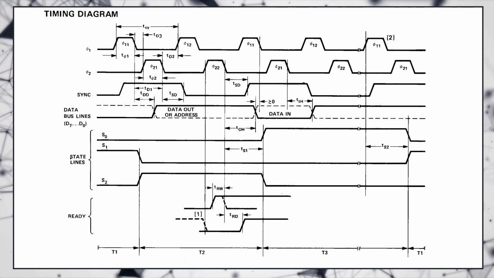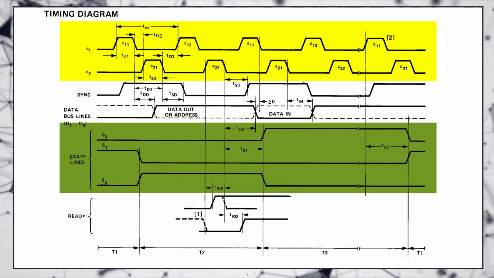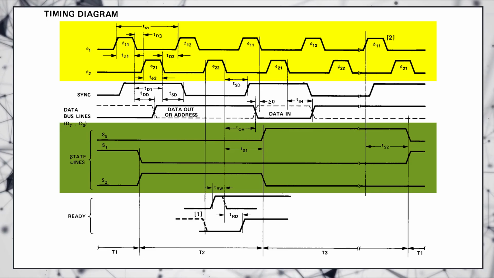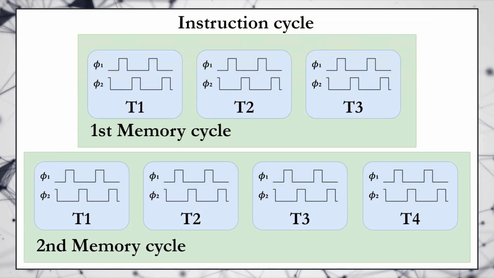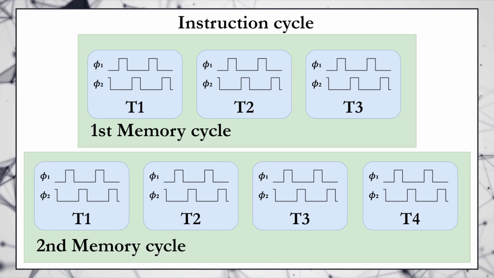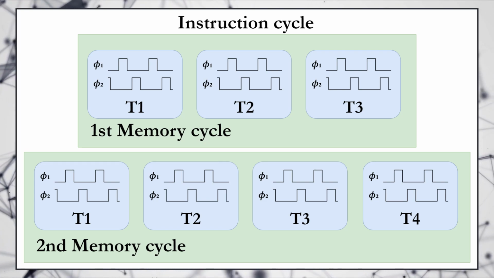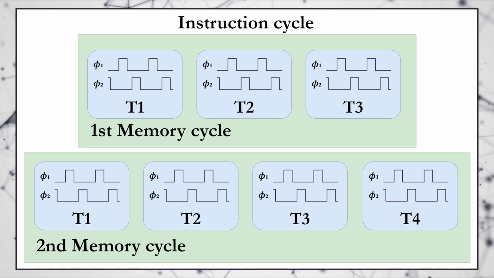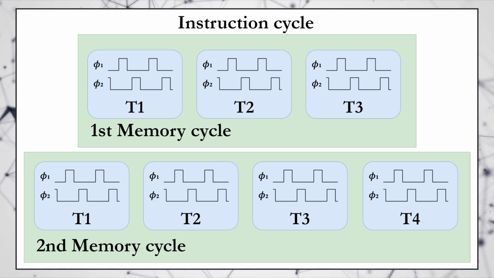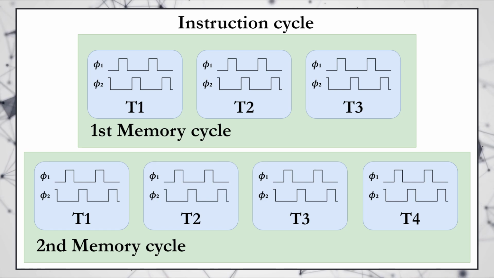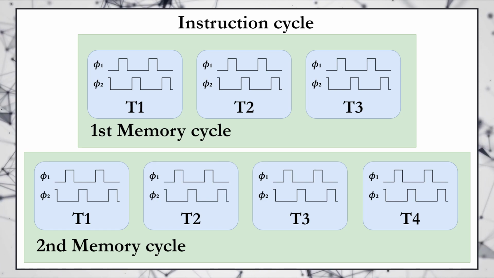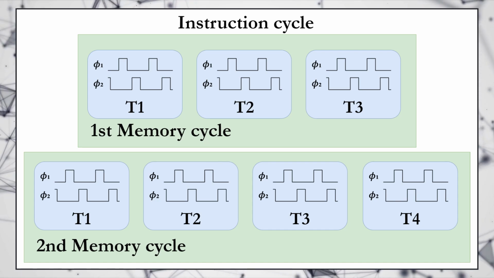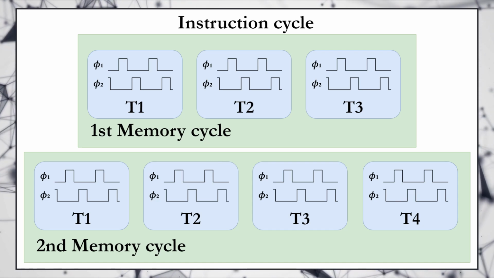Let's look at the timing diagram for the CPU. You can notice a two-phase clock and something called states. 8008 is not a pipeline CPU, but to execute a single instruction it should perform several steps. The instruction cycle is split into several so-called memory cycles. During each memory cycle the CPU reads or writes to the data bus. A memory cycle also contains several T-states, and each of such states takes 2 clock periods.